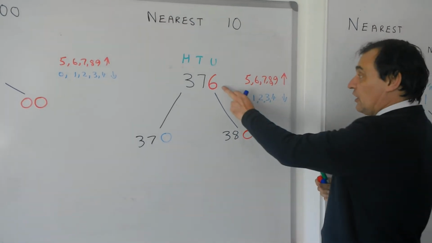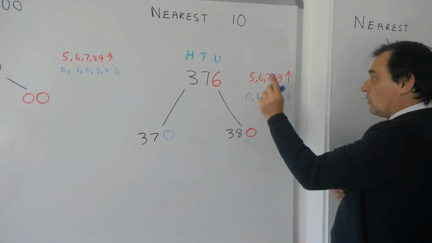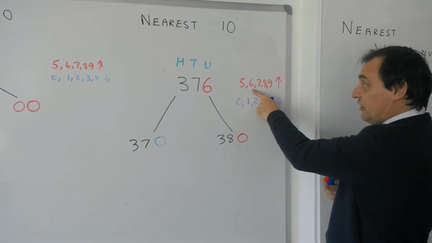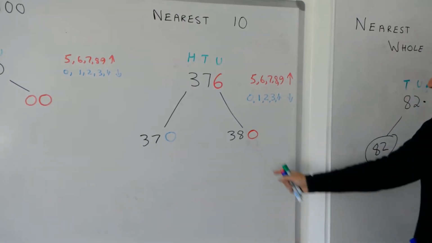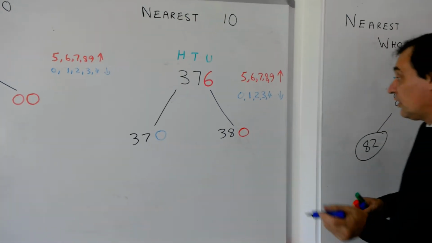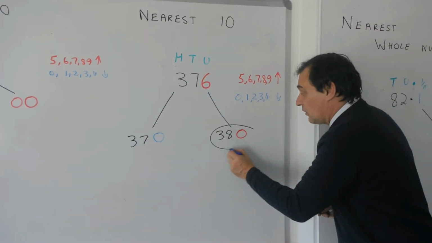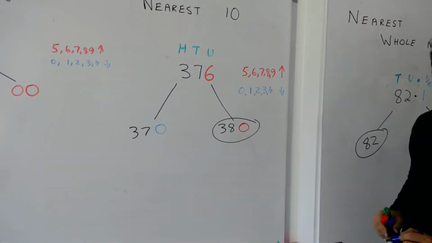Now, if you notice I've made the 6 red, so the red means it's either a 5, 6, 7, 8 or a 9, which means here we take the higher option of 380. So our answer will be 380, so I'll circle that one.